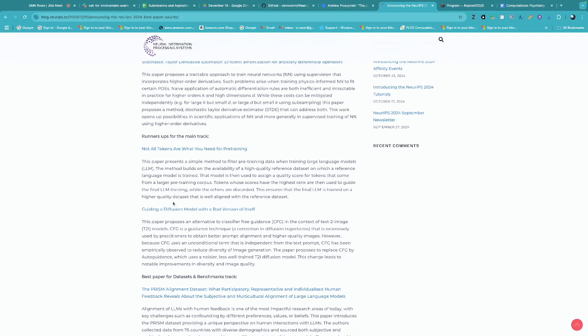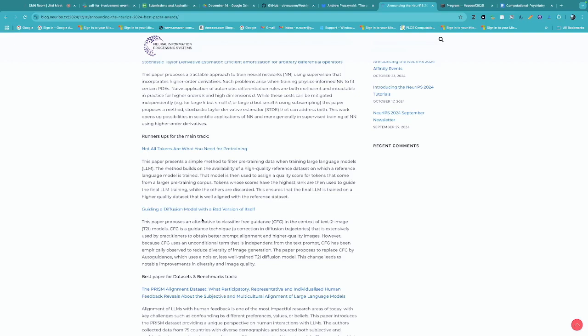The second paper is Guiding a Diffusion Model with a Bad Version of Itself, which is interesting. So this paper proposes an alternative to classifier-free guidance, which is CFG, in the context of a text-to-image model. CFG is a guidance technique or a correction in diffusion trajectories that is extensively used by practitioners to obtain better prompt alignment and higher quality images. So this goes into the details of diffusion models and how they're implemented, and they're using this adversarial approach to sort of train the model better to correct the diffusion trajectory.